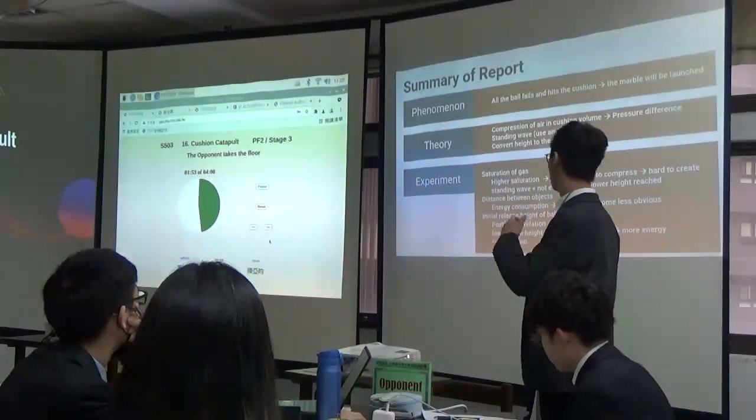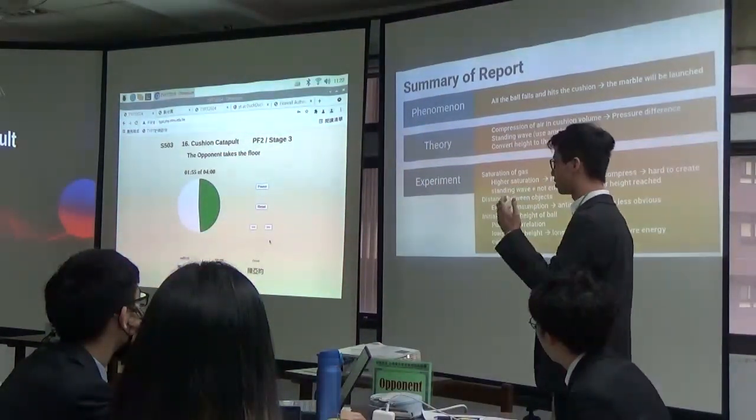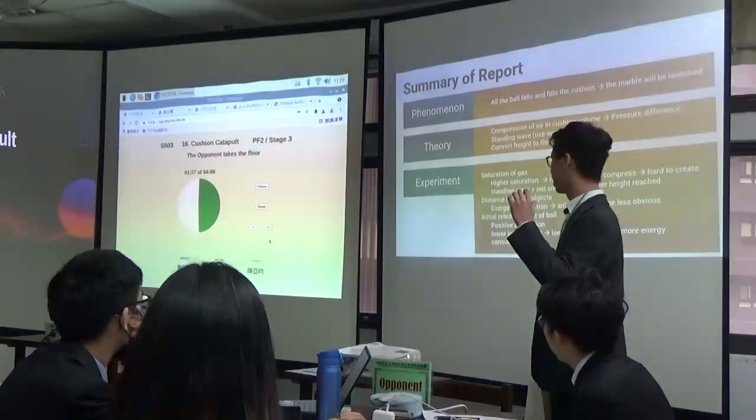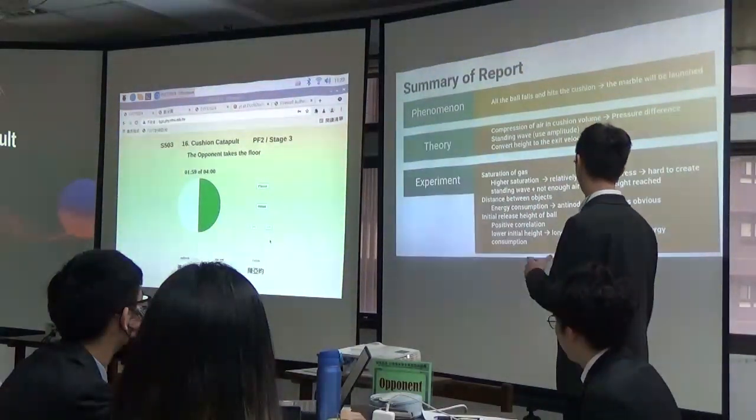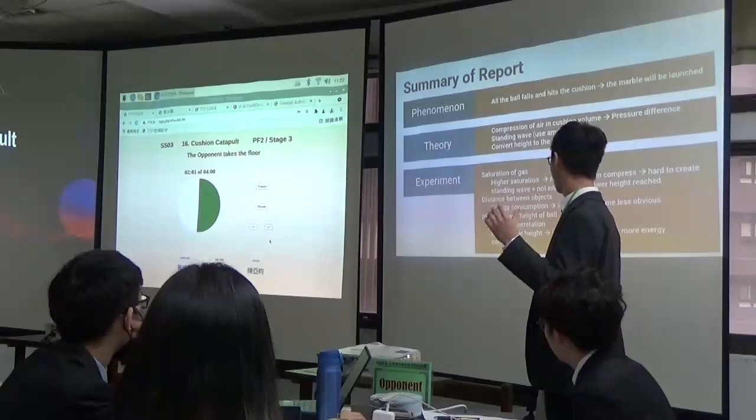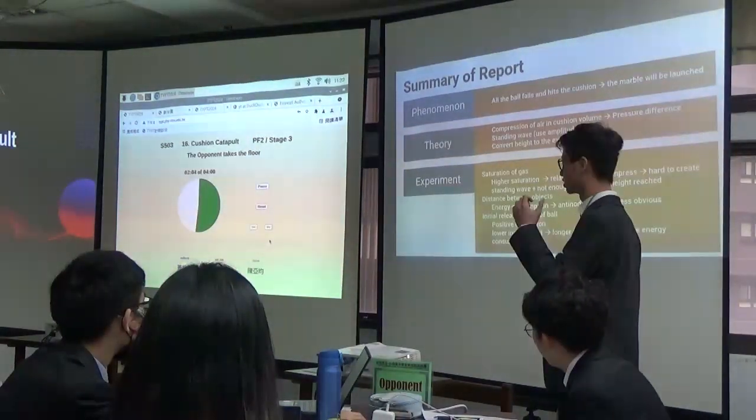So then they investigate the initial release height of the ball and find out that there is a positive correlation between the height of the ball and the initial velocity, since the lower the initial height, the longer the impact time and the more energy consumption.